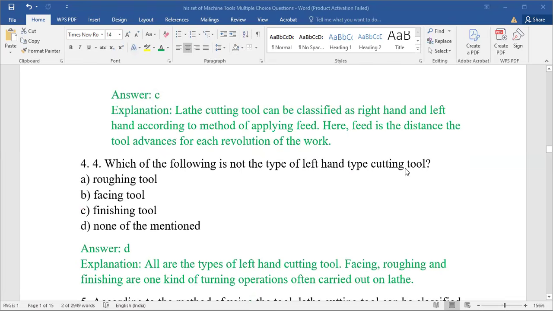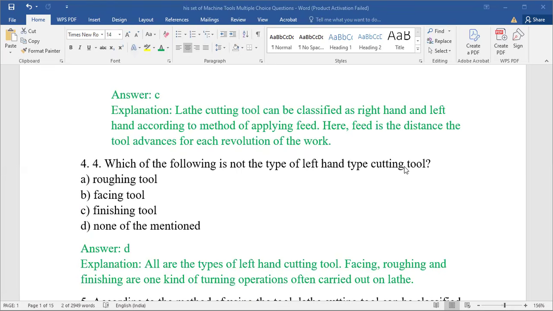Which of the following is not the type of left hand type cutting tool? Roughing tool, facing tool, finishing tool. See, the answer is D, covered all. All are the types of left hand cutting tool.